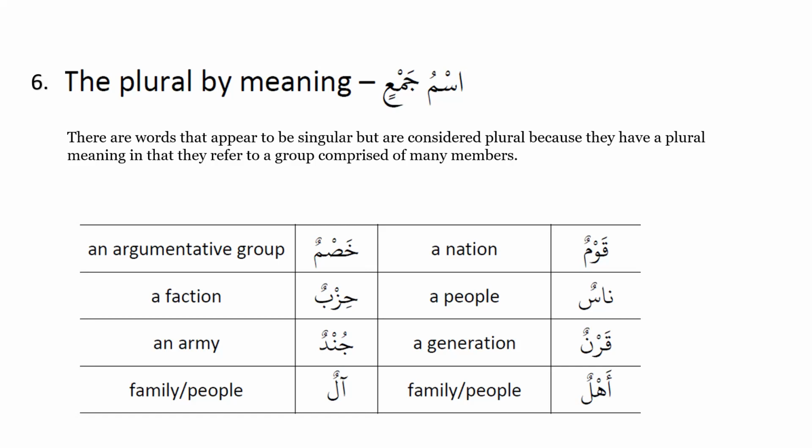Family, what does family mean? Yes, family can have one person, but that doesn't mean family. If I say I'm talking about my family, obviously I'm talking about my brothers and sisters, my parents, my grandparents, uncle, aunt. That's part of family. So it is not only one person. So these are some vocabulary words, and by meaning they are plural.